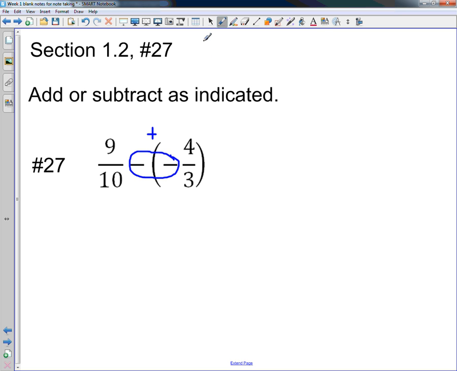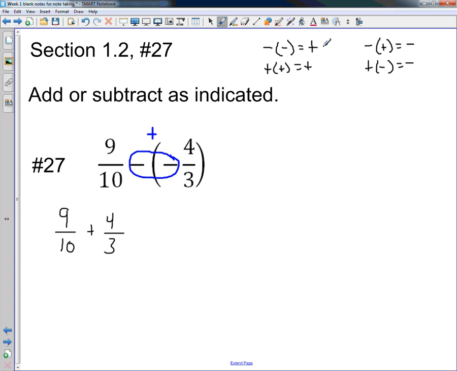So this is really a fancy way of writing 9/10 plus 4/3. I think it's easier to get rid of the double signs and just make a 1 plus sign. So remember, a negative and a negative right next to each other equals a positive. A positive and a positive right next to each other is a positive. And then we can also have a negative and a positive, which equals a negative, and a positive and a negative. Okay, so just in case you had forgotten those. Okay, so now let's go ahead and add our two fractions.